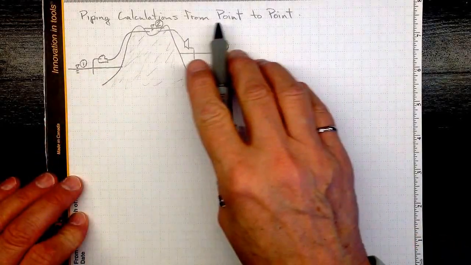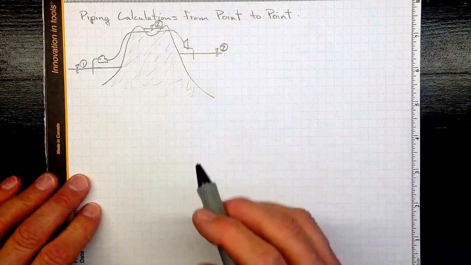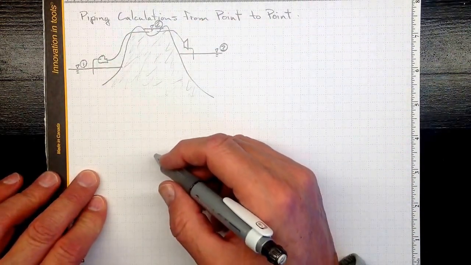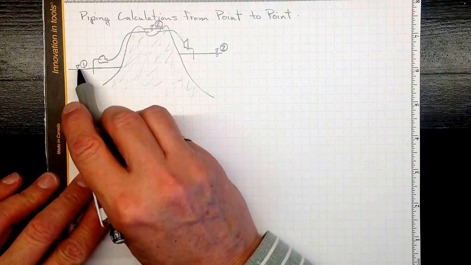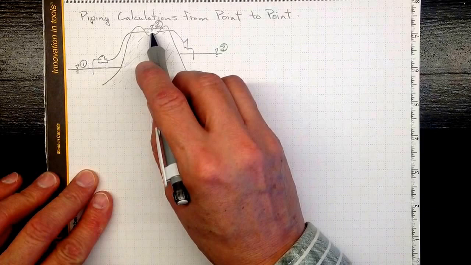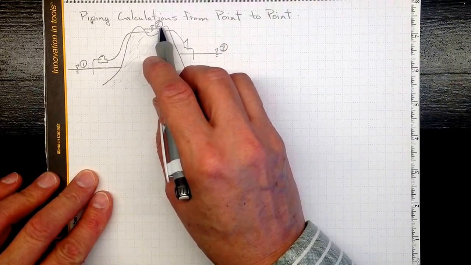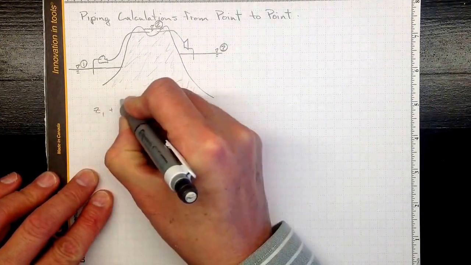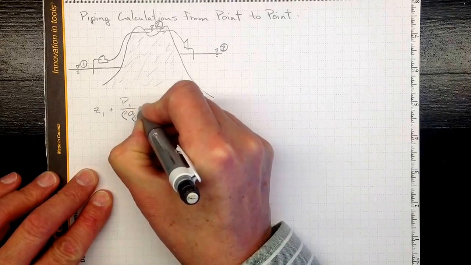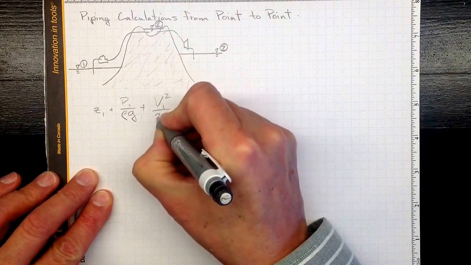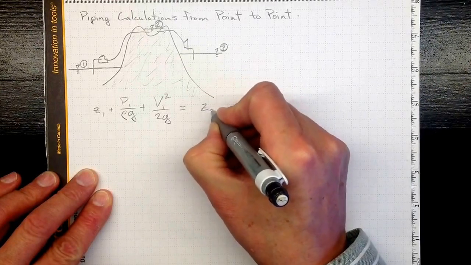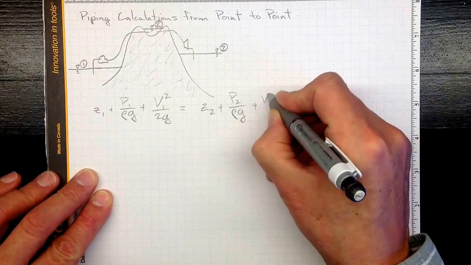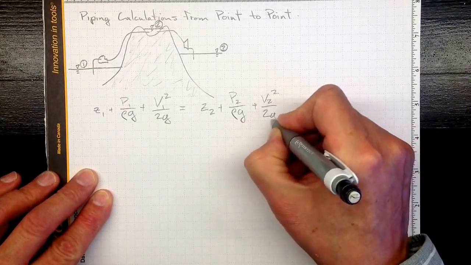If we're doing piping calculations from one point to another, then we need to take into account the changes in elevation, local pressure, and velocity, and so on. So for example, if we were pumping water uphill from location 1 to a reservoir up on top of a mountain at location 2, we'd have to write Bernoulli's equation, Z1 plus P1 over rho g plus V1 squared over 2g equal to Z2 plus P2 over rho g plus V2 squared over 2g.